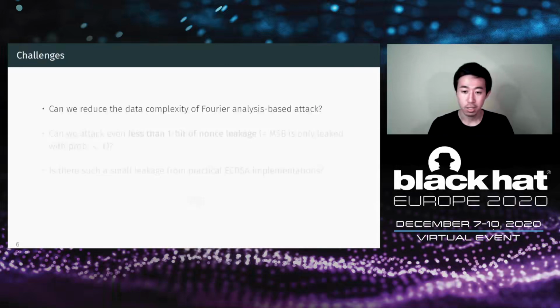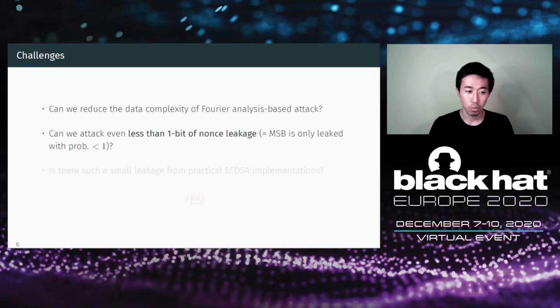So of course, the natural question is: can we reduce the data complexity of the Fourier analysis-based attack? Also, we were interested in how far we can go. More concretely, can we attack even less than 1 bit of nonce leakage? Here, less than 1 bit of nonce leakage means that the most significant bit information is only leaked with probability less than 1. And finally, we wanted to know whether there's such a small leakage coming from practical ECDSA implementations. In this work, we answer all these questions in the positive.